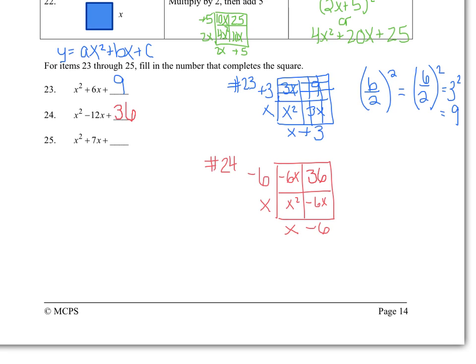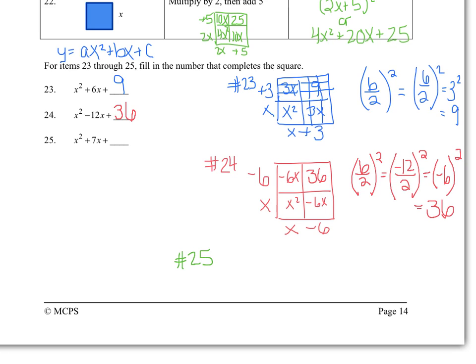As I said, the other way, you could do b divided by 2 and square it. In this case, b is negative 12. Negative 12 divided by 2 squared. Well, negative 12 divided by 2 is negative 6. And negative 6 squared is 36, which matches our answer.